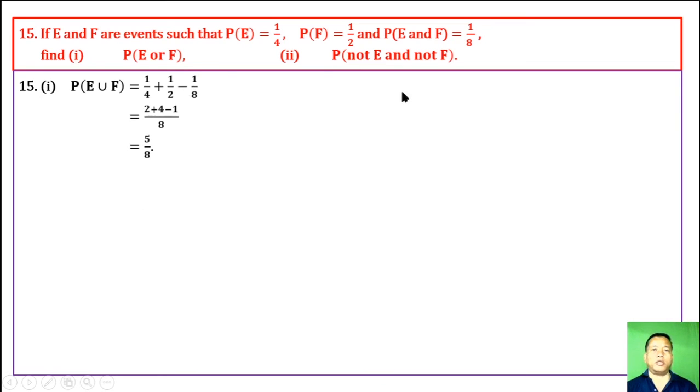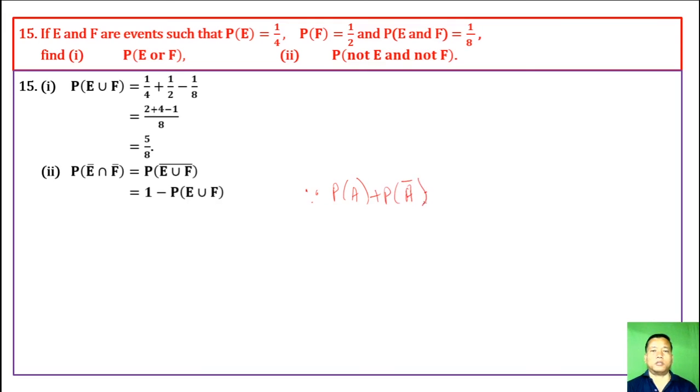For Roman number 2, not E and not F. P of not E is denoted by this symbol and not F is also denoted by this. And is replaced by intersection. Using De Morgan's law on complementation law on sets, we get this, which is again equal to 1 minus P of E union F. Remember this result. P of A plus P of not A is equal to 1. Using this, we get this. Put their respective values. P of E union F is already found to be 5 by 8, and we get 3 by 8.